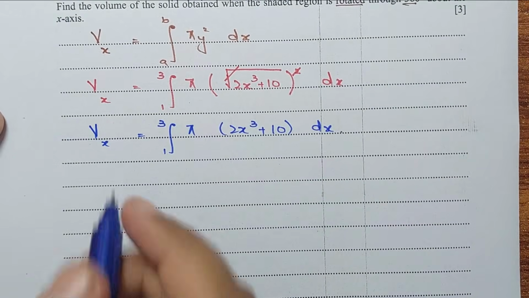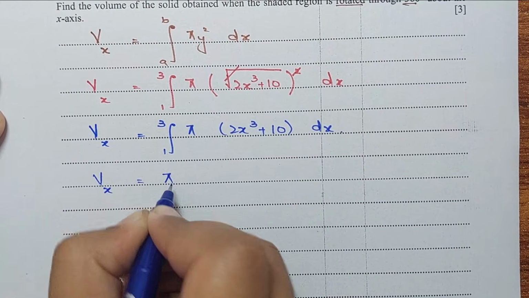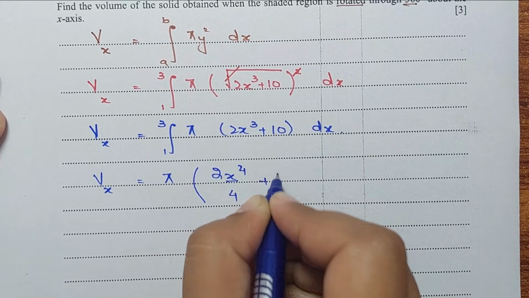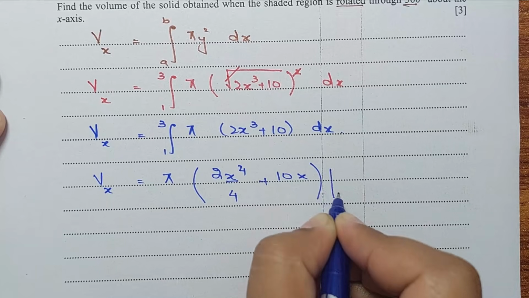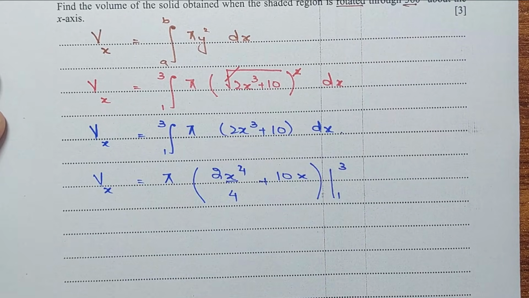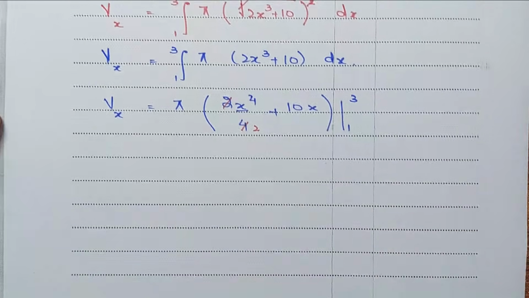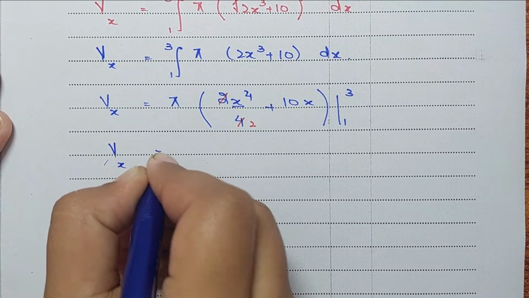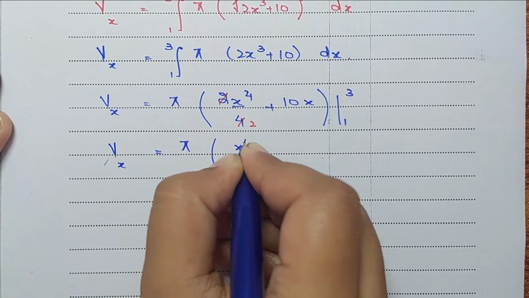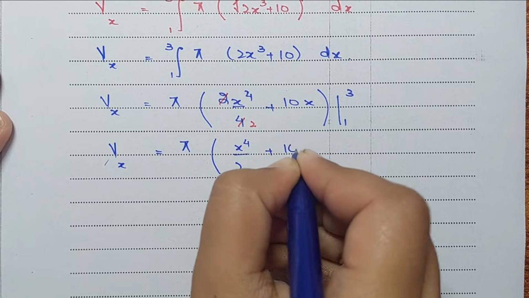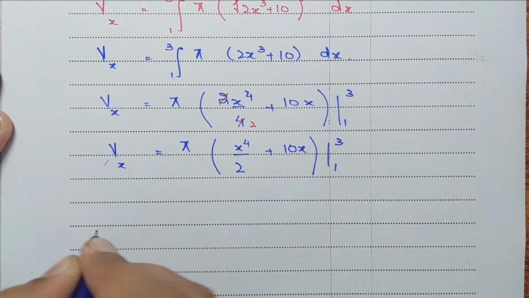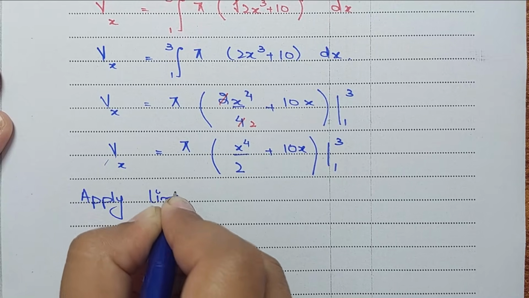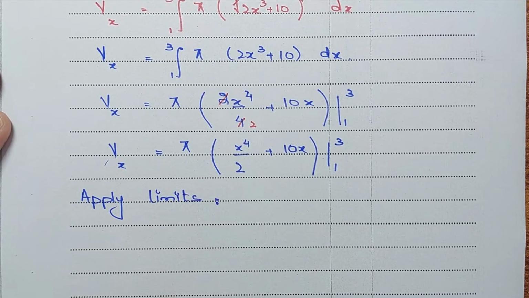Now let me simplify. Volume is pi outside, so 2x cube integration is x to the power 4 over 4 plus 10x, from 1 to 3. 2 times 1 is 2, 2 times 2 is 4. So here we have pi, x to the power 4 over 2 plus 10x from 1 to 3. So apply limits. Let me apply the upper and the lower limit.